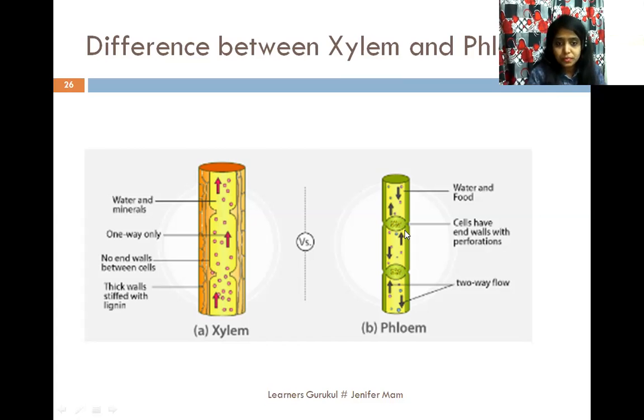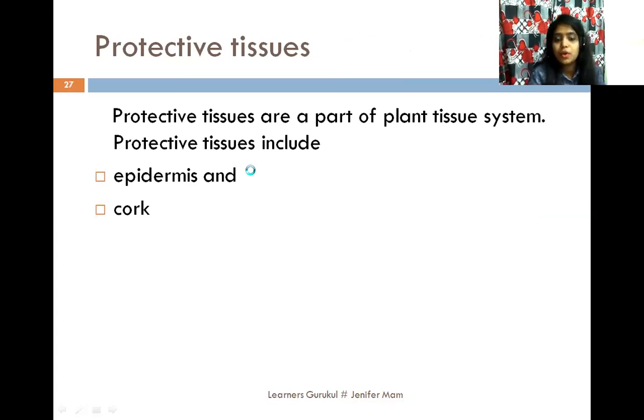In phloem, cells have end walls with perforation. In xylem there are no end walls between the cells. Here there is an end wall between the cells, and there is a thick wall stiffened with lignin. You can see the lignin present here, because of which the walls are thick. But here there is no lignin, so there is no thick wall of lignin. The cell wall is not that thick; here it is thin and here it is thick because of the presence of lignin.